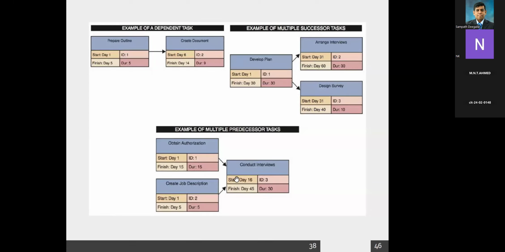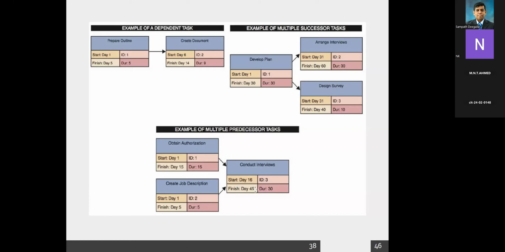Similarly, to start some tasks, you have to finish multiple tasks. So this is called multiple predecessor tasks. To start this one, you have to complete both. For example, you can see here, update authorization takes 15 days, start date number 1 to 15. The second one, create job description, takes 5 days, goes from 1 to 5.